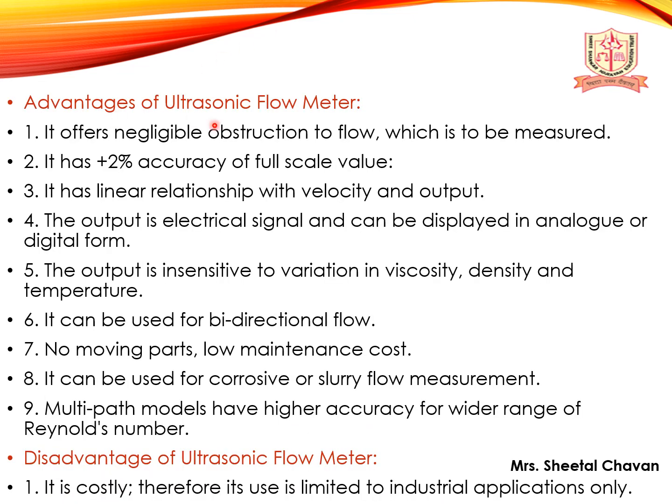Let's see the advantages of ultrasonic flow meter. It offers negligible obstruction to the flow which is to be measured. It has plus or minus 2% accuracy of the full scale value. It has a linear relationship between the velocity and the output. The output is an electrical signal and can be displayed in analog or digital form. The output is insensitive to variation in viscosity, density and temperature. It can be used for bi-directional flow.